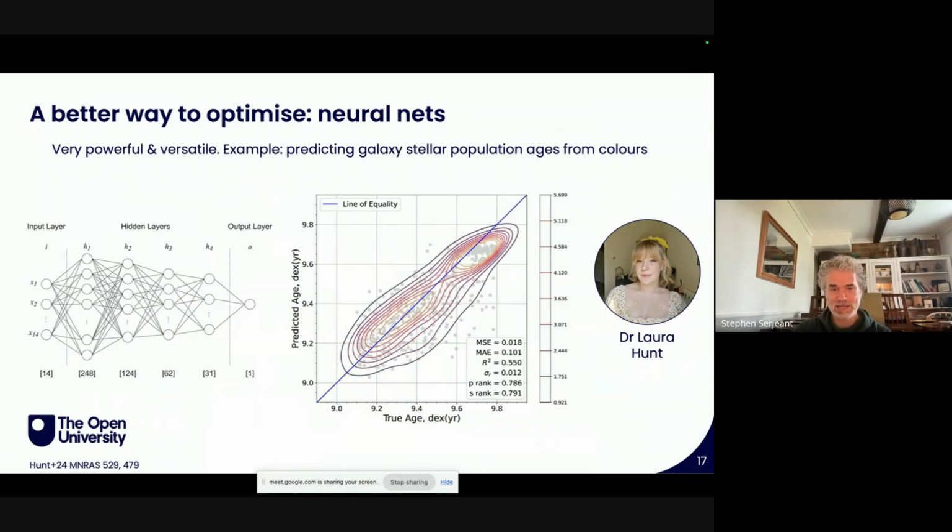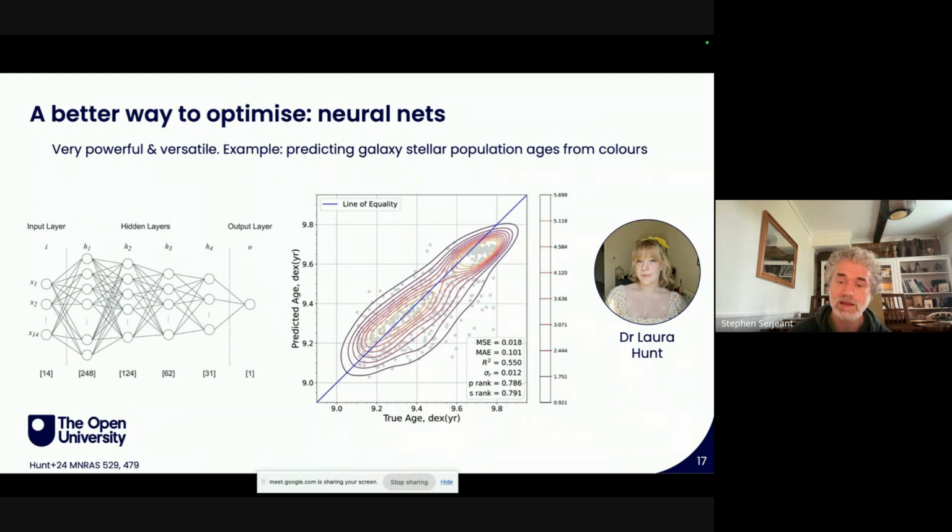And one quite nice application was developed by a postdoc at our institute, Laura Hunt. In fact, she did it just before she came to the Open University. It is to predict the ages of galaxies from their broadband flux measurements. So you might measure the fluxes of galaxies through a red filter, blue, green, yellow, whatever, maybe into the infrared as well, just broad, wideband pass filters. And from that information, knowing the redshift, you can predict the age of the stellar population of the galaxy. And this is a very complicated function of these input parameters.